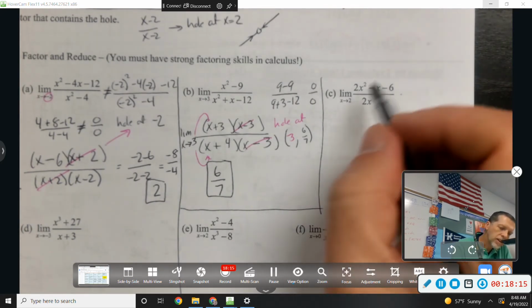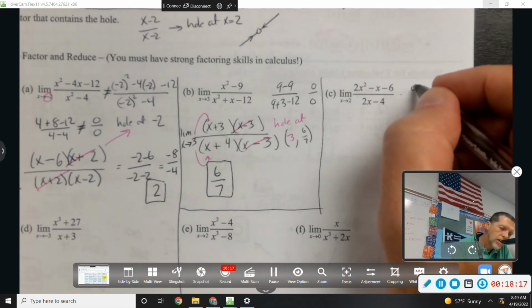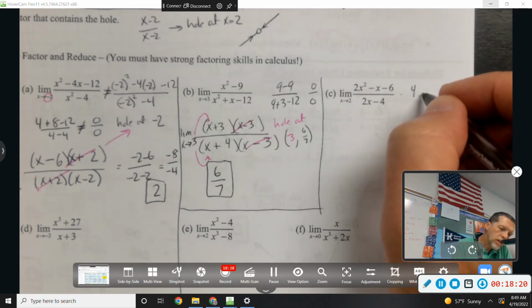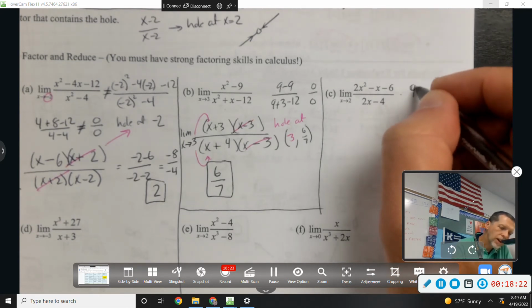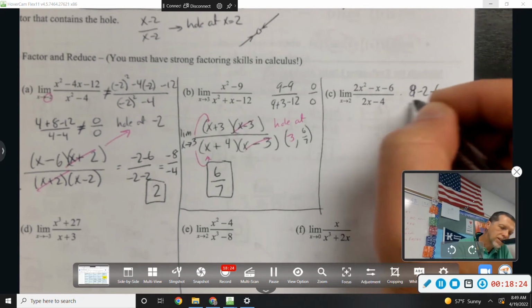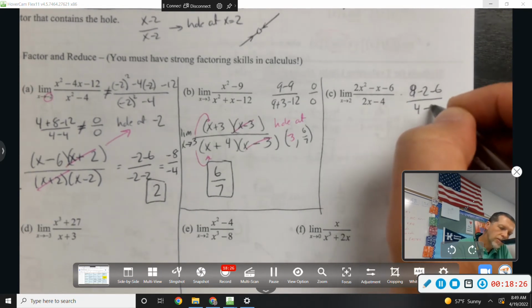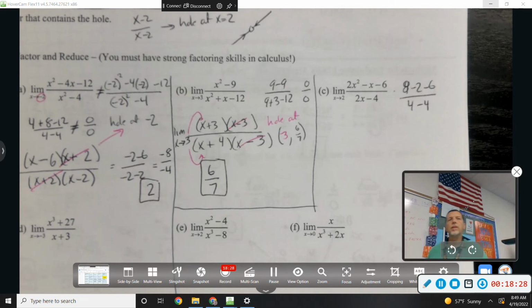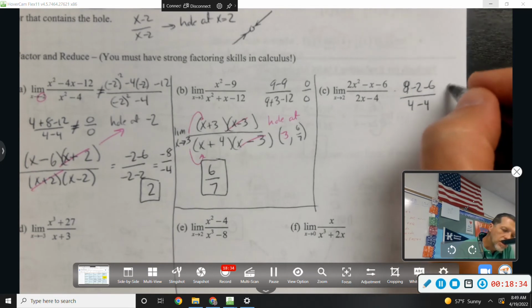Let's keep going. If I plug in 2, I get 4. No, I don't get 4. I get 8 minus 2 minus 6 over 4 minus 4. You got to be able to do math quickly, or else this just takes forever. 0 over 0.